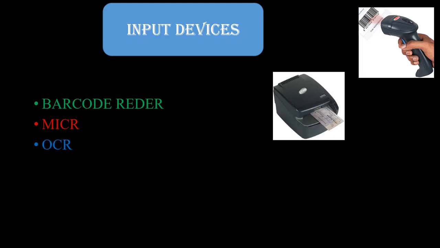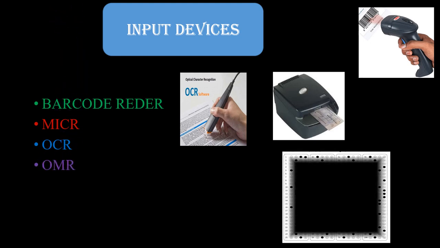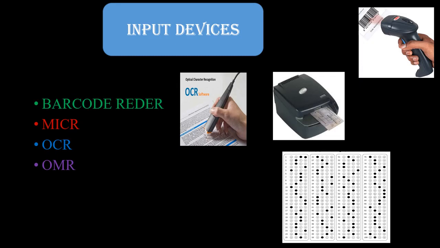Third one, OCR, optical character reader, used to read handwritten or printed words. Fourth one is OMR. This is the OMR sheet used to correct objective type questions. OMR machine is used to read the sheet. From the sheet, a dark shaded portion is reflected with the help of the light beam to the machine. Through this, we can find out the answers.